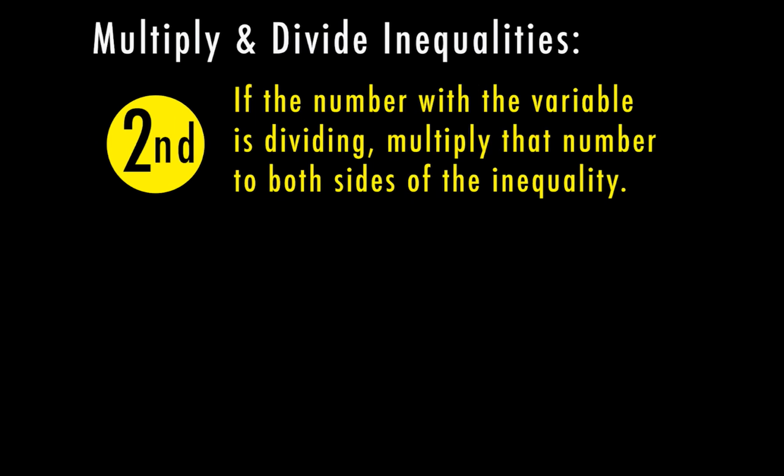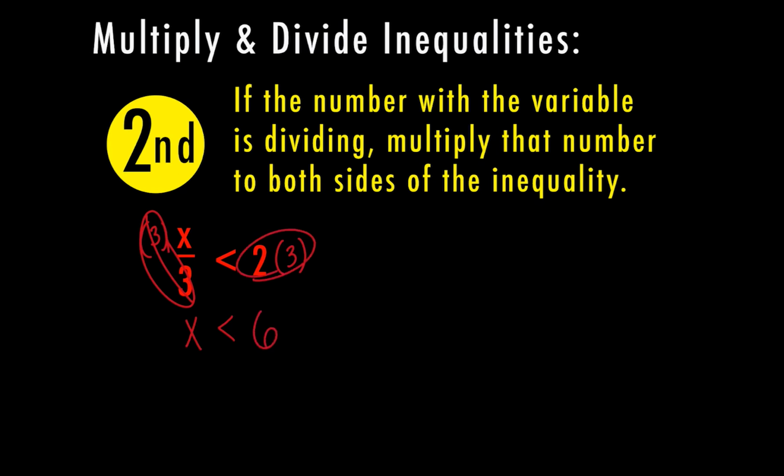So if the number that is with the variable is dividing, we're going to multiply that number to both sides of our inequality. So let's talk about a little practice here and what that means. So if you notice here with the x on the same side of the inequality with our variable, we're dividing by 3. So instead of dividing by 3, I'm going to multiply times 3, and I'm going to do that to both sides of my inequality. What that does is 3 divided by 3 on this side equals 1, and 1 times x is x. So that isolates my variable so that it's by itself on the left side of my less than symbol. And then on the right side, 2 times 3 equals 6.